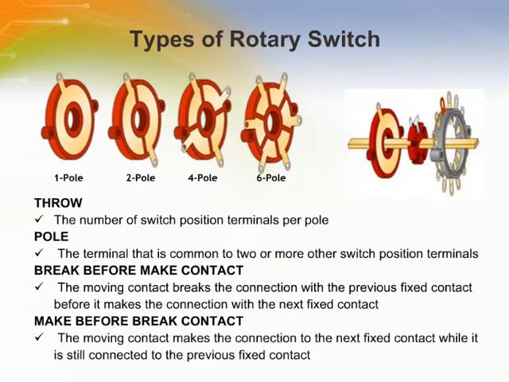The common pole is the terminal that is common to two or more terminals. A rotary switch can have more than one pole, as shown here. The throw of a rotary switch is the number of switch position terminals per pole. This is a single pole, 12-throw switch. It could also be called a single pole, 12-position switch.